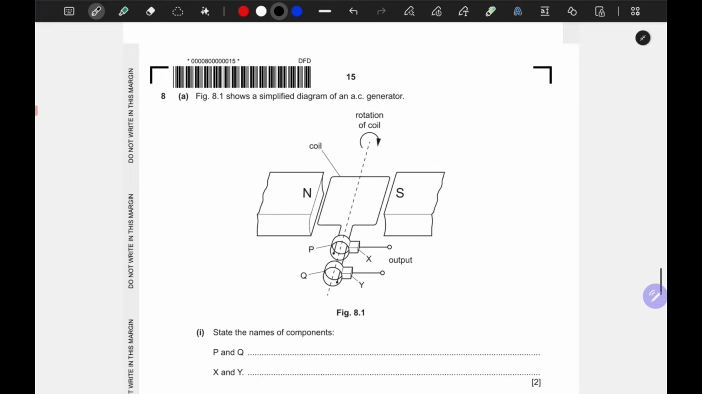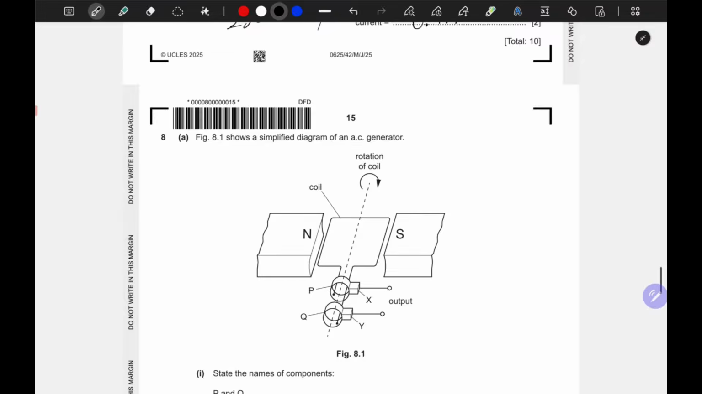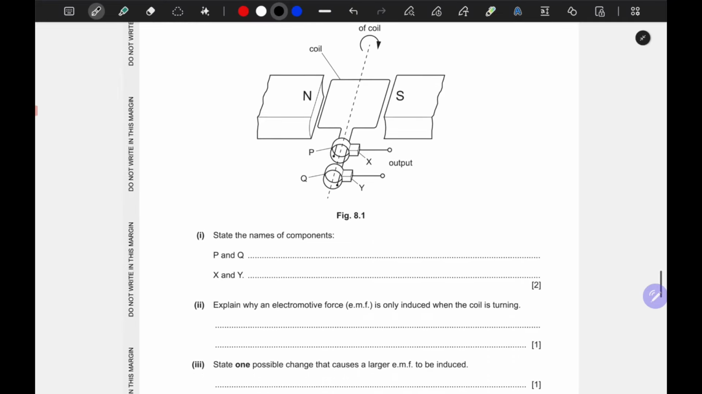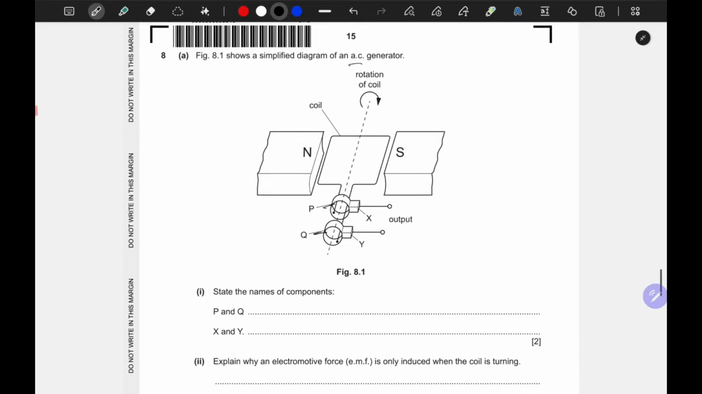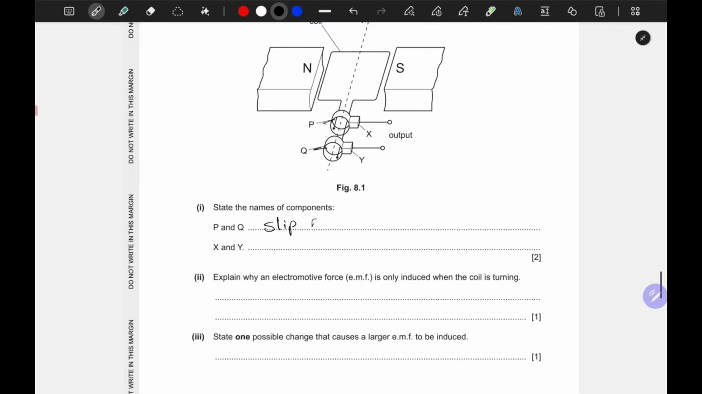Question number 8. It's about magnets. Figure 8.1 shows a simplified diagram of an AC generator. State the names of the components P and Q. This is an AC generator, so they're going to be called slip rings. If it were a DC generator, it would have been split rings. X and Y are brushes.